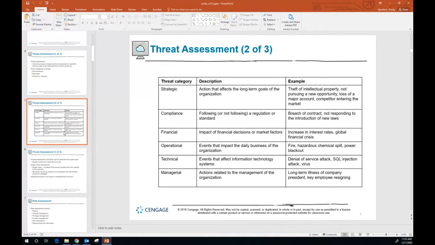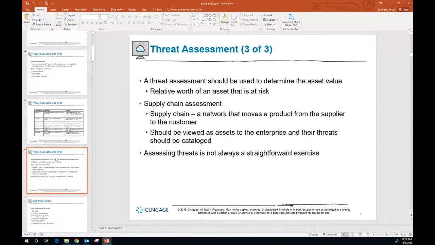Operational threats are events that impact the daily business of the organization, such as a fire, a power blackout, or a chemical spill. Technical threats affect the information technology systems, such as a denial of service attack, SQL injection, or a virus. Managerial threats are actions related to the management of the organization. This could be a key employee resigning or a long-term illness of a company president, something that's happening to the upper level management that's going to affect how the organization works.